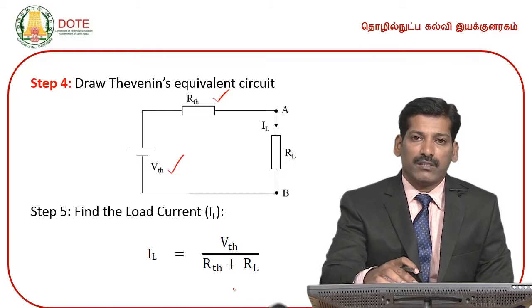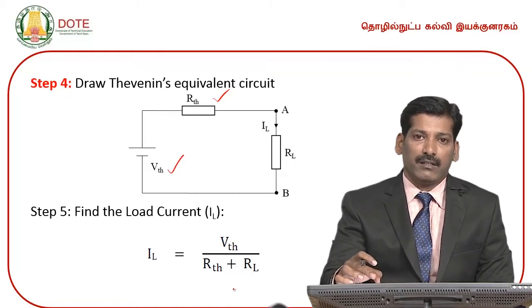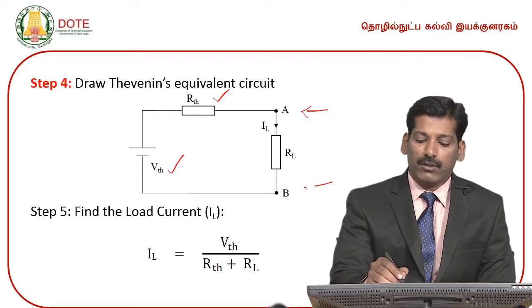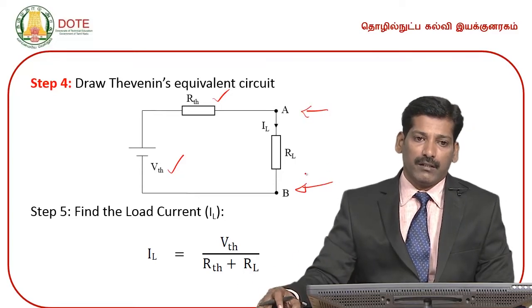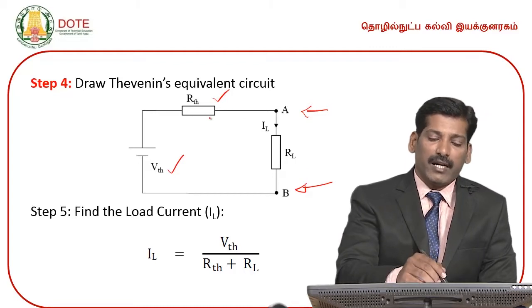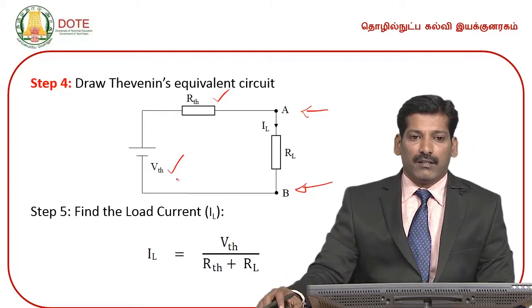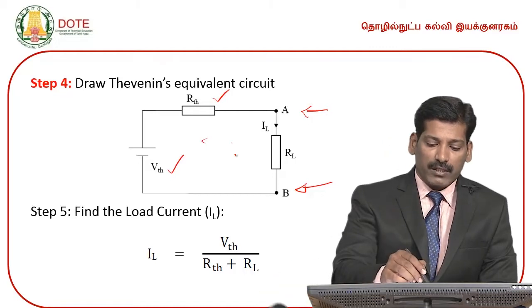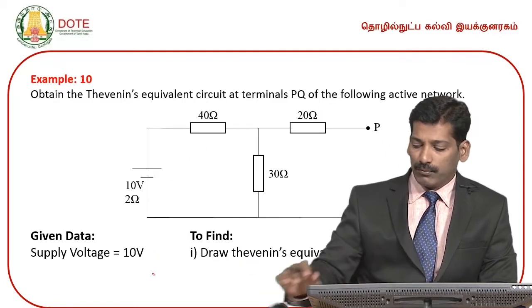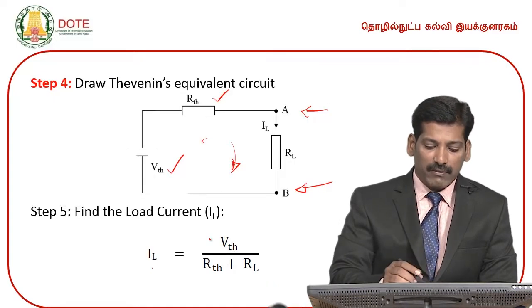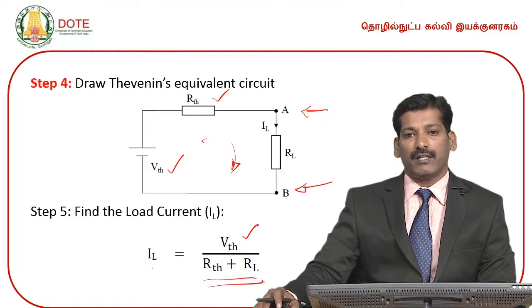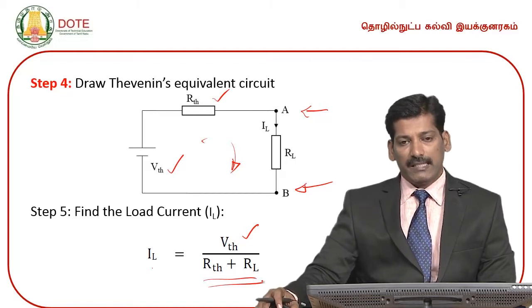Whatever load resistor we have eliminated on the first step will be included into the terminals A and B along with RTH and VTH. Last step is we need to find out the load current. What is the load current here? So, IL is equal to VTH divided by RTH plus RL, because RTH and RL are in series.